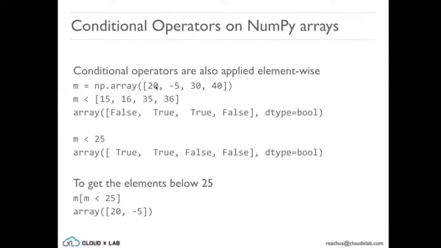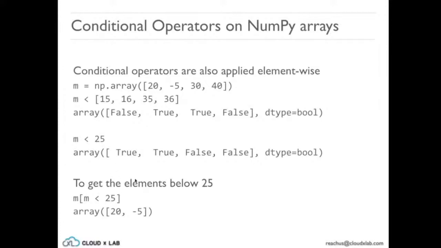So it essentially compares 20 and 15. 20 is greater than 15, so that result is false. Minus 5 and 16, minus 5 is smaller, so that is true. 30 and 35, 30 is smaller, so that is also true. 40 and 36, that is not true, so I have false. For other examples, I can use 25 over here, and it doesn't matter.